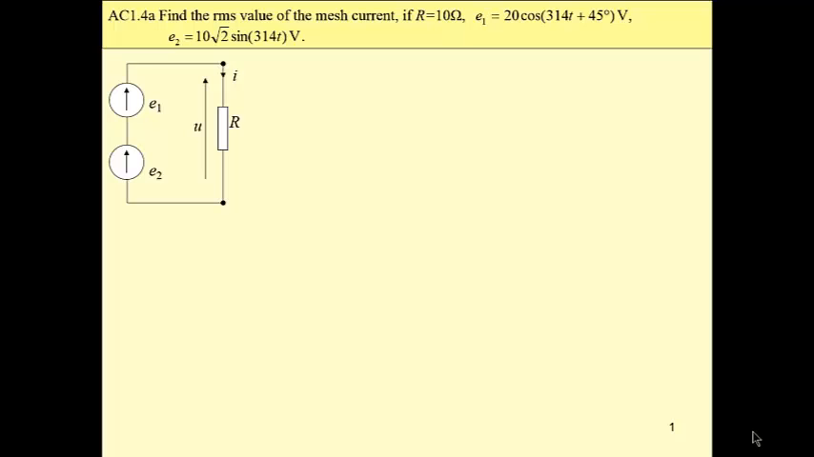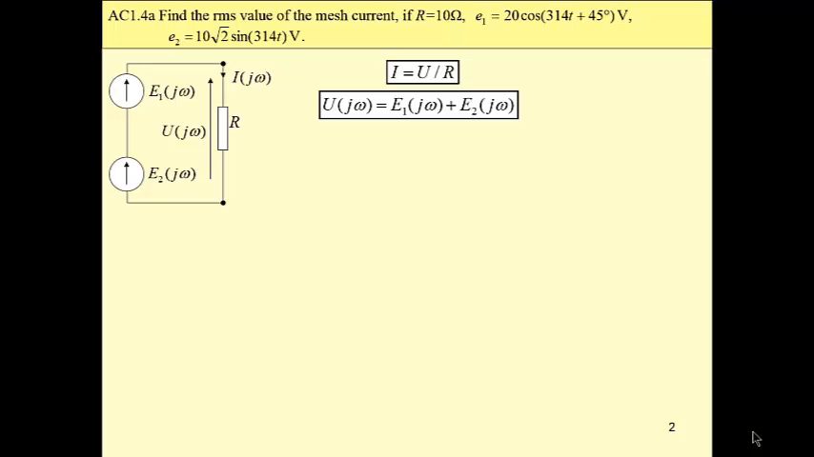In this exemplary problem, we have two sinusoidal sources connected in series, and then they are connected to a 10 ohm resistance. Our task is to find the current that flows through this resistance. This current, its root mean square value, is the root mean square value of the voltage across this resistance divided by the resistance.